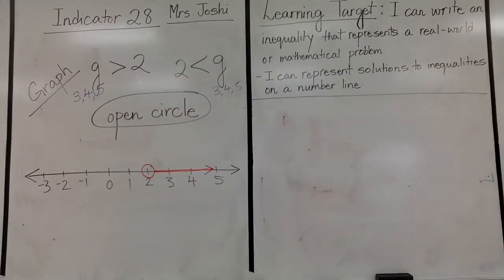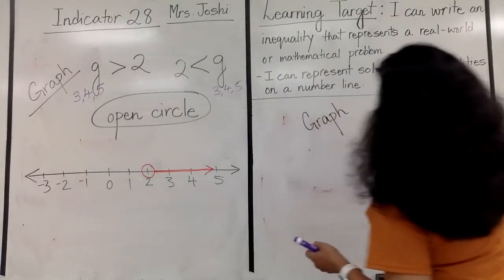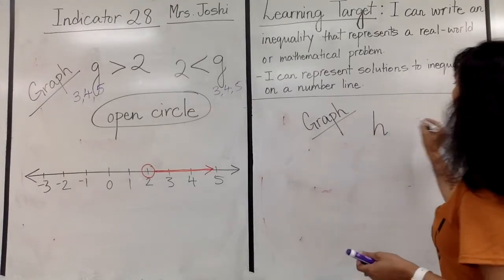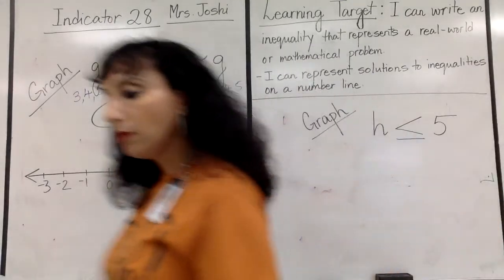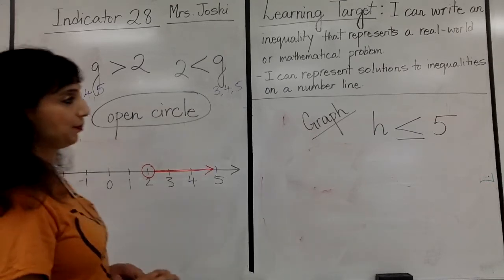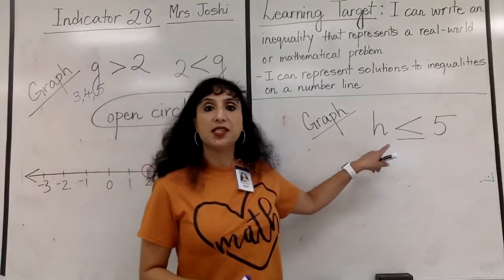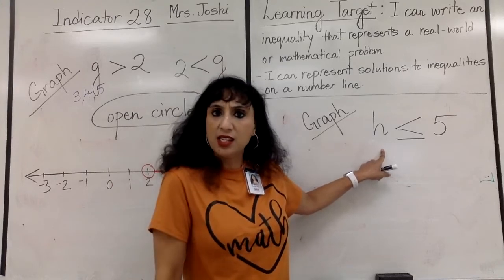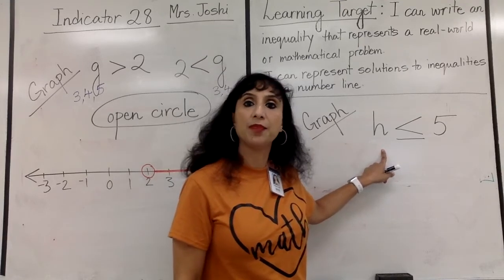Let's say graph h is less than or equal to 5. So the first thing you need to do is figure out what h could be. If I start putting values over here, and if I say h is 6, 6 is not less than 5, and 6 is not equal to 5. So that's not going to work.